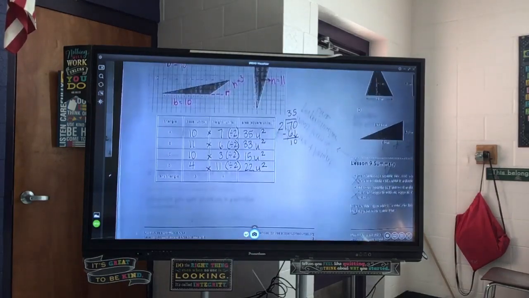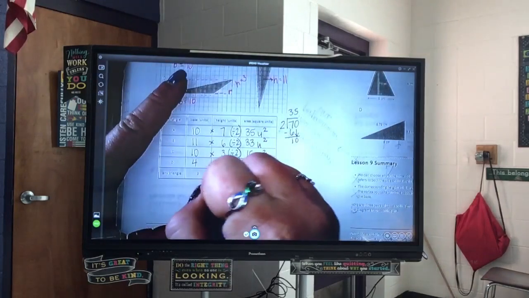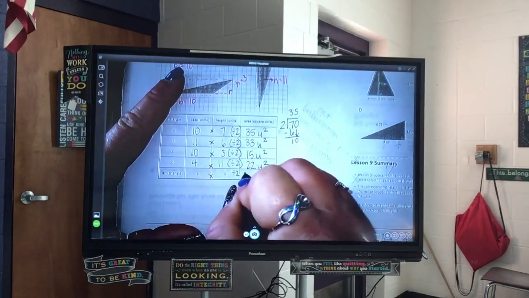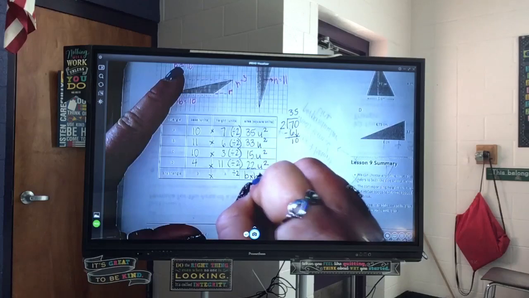All right, so the last line of your table, again, we're doing base times height divided by 2. So B times H divided by 2.